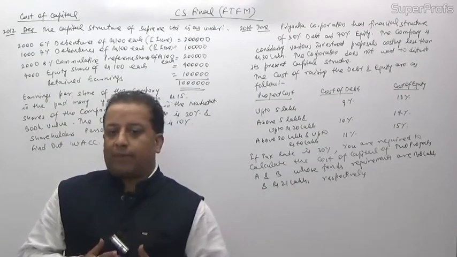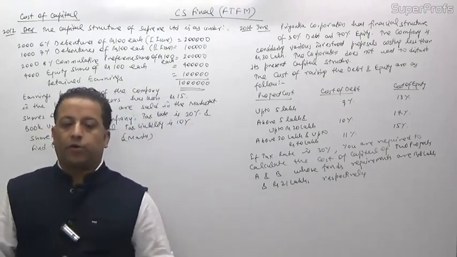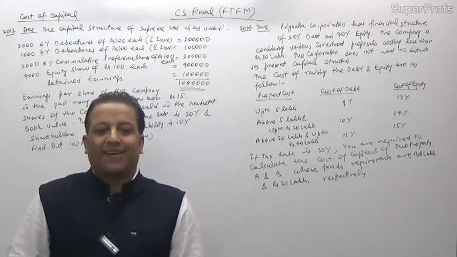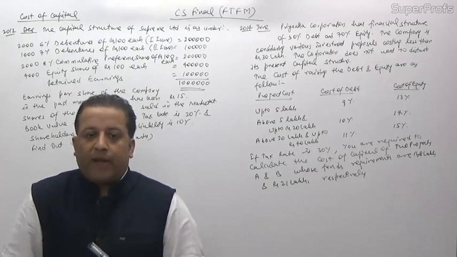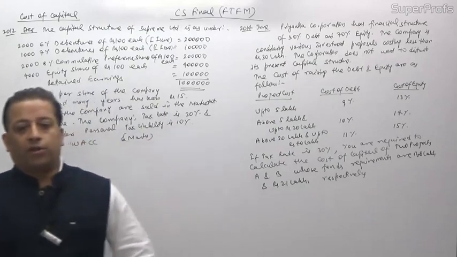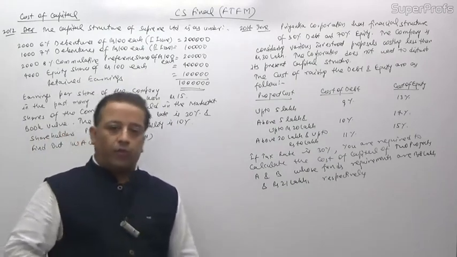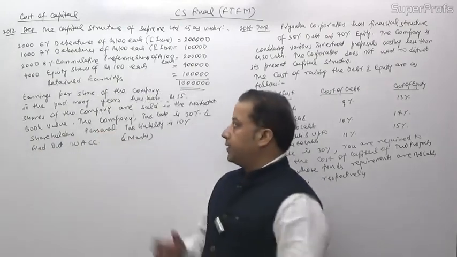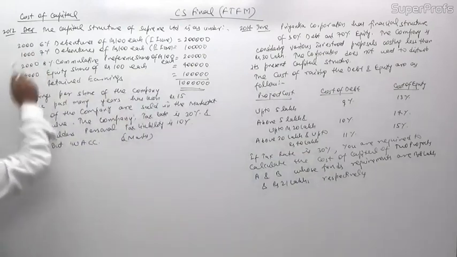In this chapter there are a lot of questions from the scanner and from other books, and in the last class I told you to purchase the scanner. Do purchase the scanner of CS Final. Today I'm taking two questions based on the cost of capital chapter, and then a few further concepts. The first question is from CS Final 2012 December.